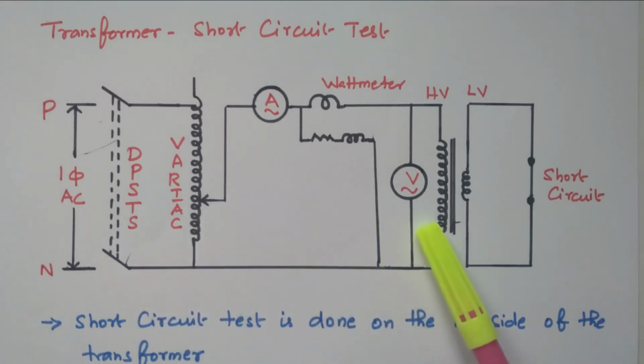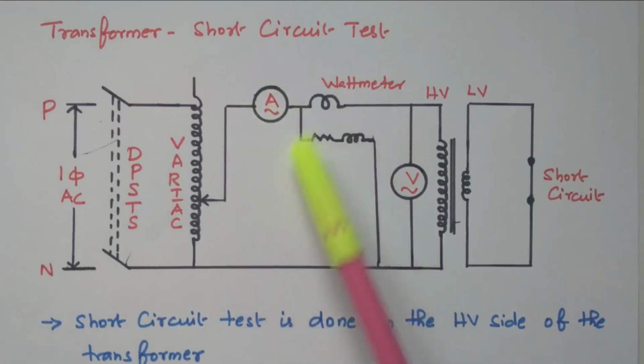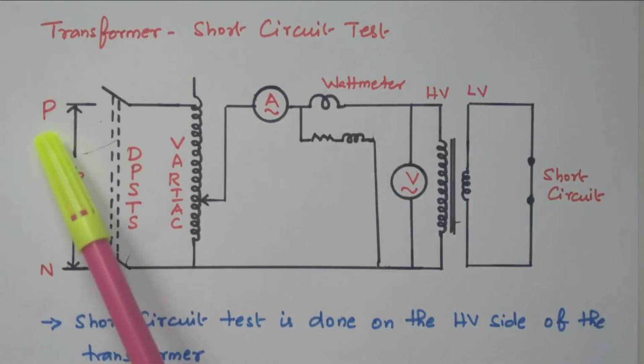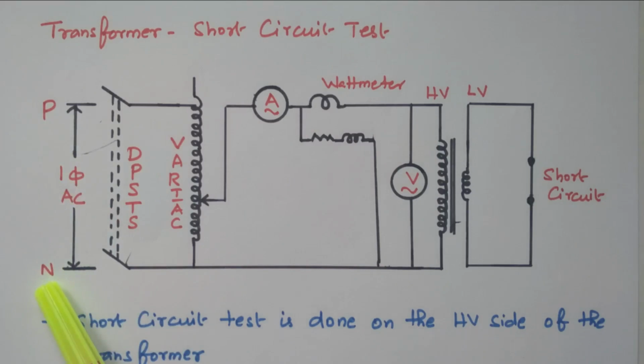We have the primary winding and the secondary winding. This is the low voltage winding, and the low voltage winding is short circuited. The test is performed on the high voltage winding. So the short circuit test is performed on the high voltage winding, and the low voltage winding is short circuited. We have a single phase AC supply, phase and neutral, connected through the DPST switch to the variac.